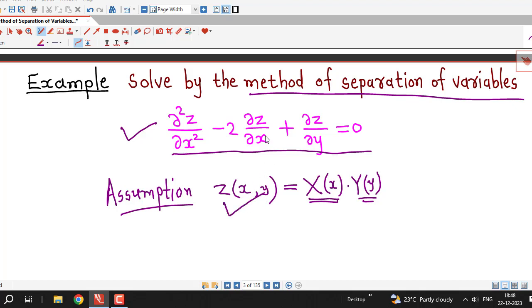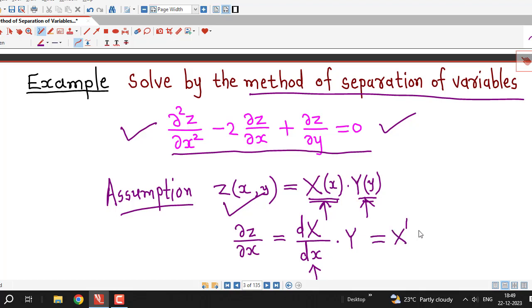Now because this is the solution of this equation, it will satisfy this equation, and here we require the partial derivatives of z with respect to x and y. Del z by del x means we are differentiating partially with respect to x. So we will consider capital Y as constant, and this is dX by dx, with Y constant. Because X is a function of x only and we are differentiating with respect to x, this is an ordinary derivative that we will denote by this symbol dash, X dash Y.